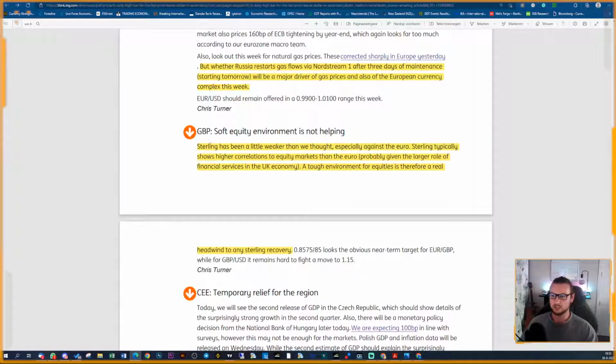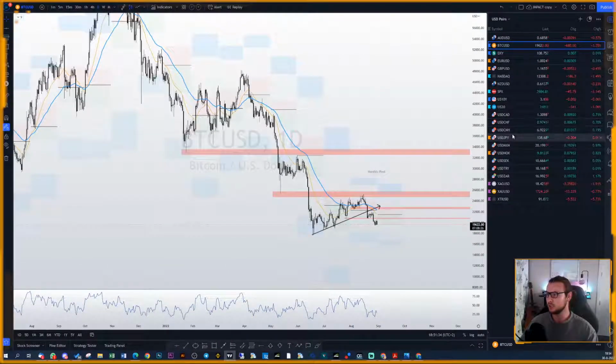Okay, sterling, the pound, has been a little weaker than we thought, especially against the euro. Sterling typically shows higher correlations to equity markets than the euro, probably given the larger role of financial services in the UK economy. A tough environment for equities, which we are seeing right now, is therefore a real headwind to any sterling recovery. Okay, and that's why I sold GBPUSD, right?